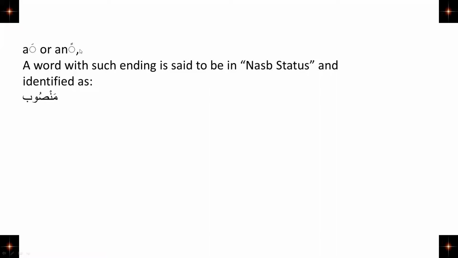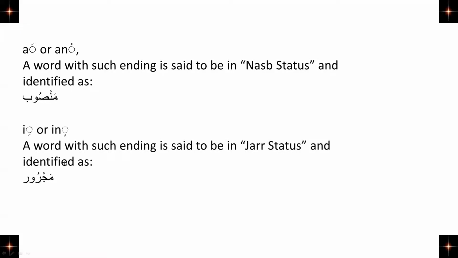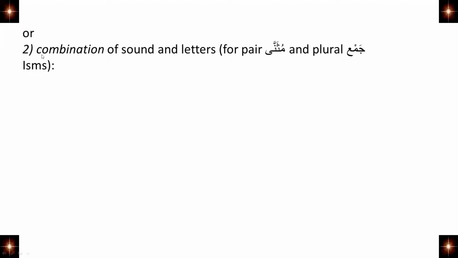Okay, Muhammada or Muhammadan. They are both in nasb status, right? But one is heavy, one is light. The last sound is i or in. A word with such ending is said to be in jar status. Okay, so these are the signs of the jar status. I hope Rabiu is following with us now and understanding the status and the signs. I and in are signs of jar status. And if a word is in jar status, we say it is majroor. Or the second type of ending is the ending combination.